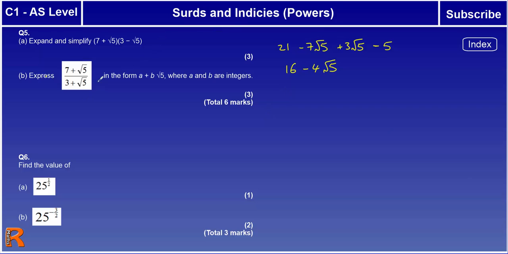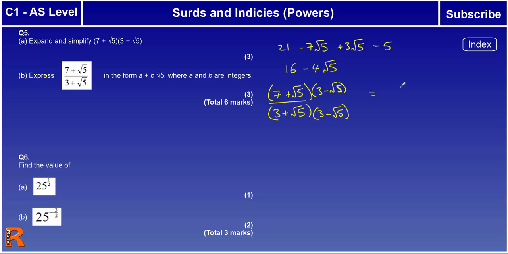Okay, second part, B. So this is going to rationalise the denominator. To do that we need to times by the bottom part, but with a change in sign. So we've got 3, this is plus root 5, so we need to times by minus root 5. And we do the same to the top, 3 minus root 5. And surprise, surprise, this looks exactly the same as part A, which saves a bit of time.